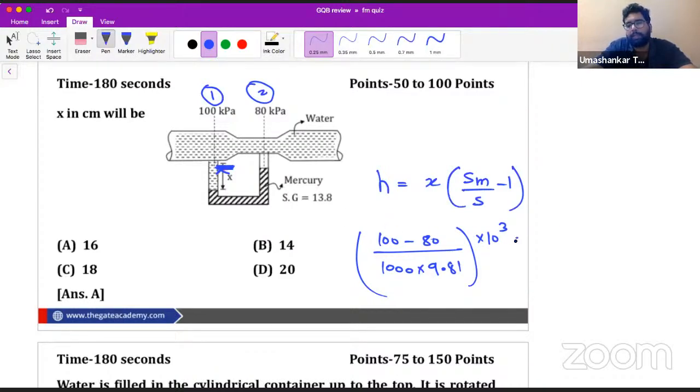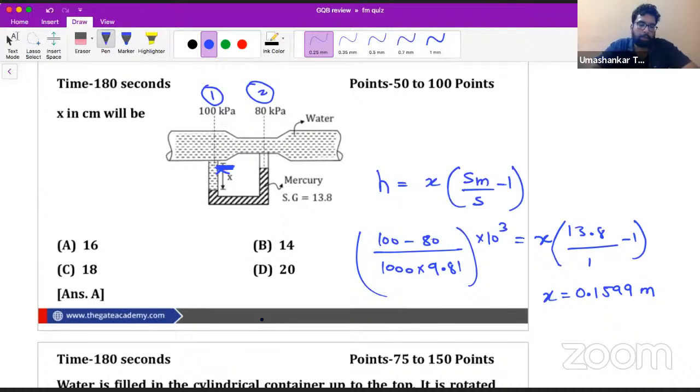So basically, this is the x we have to calculate. Sm is 13.8 divided by S, and S is 1 minus 1. So from here, when we calculate, we are getting somewhere near 0.1599 meters. Are we getting that or not? I hope we are getting that.